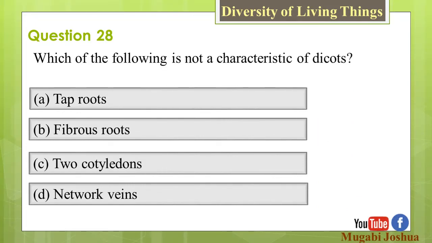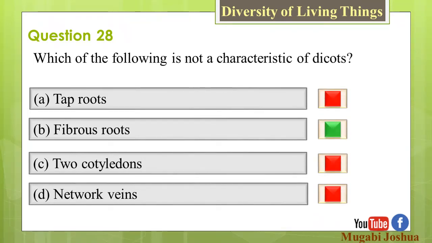Question 28. Which of the following is not a characteristic of dicots? A. Taproots. B. Fibrous roots. C. Two cotyledons. D. Network veins. Which of the following alternatives is the best alternative? The best alternative is B. Fibrous roots.